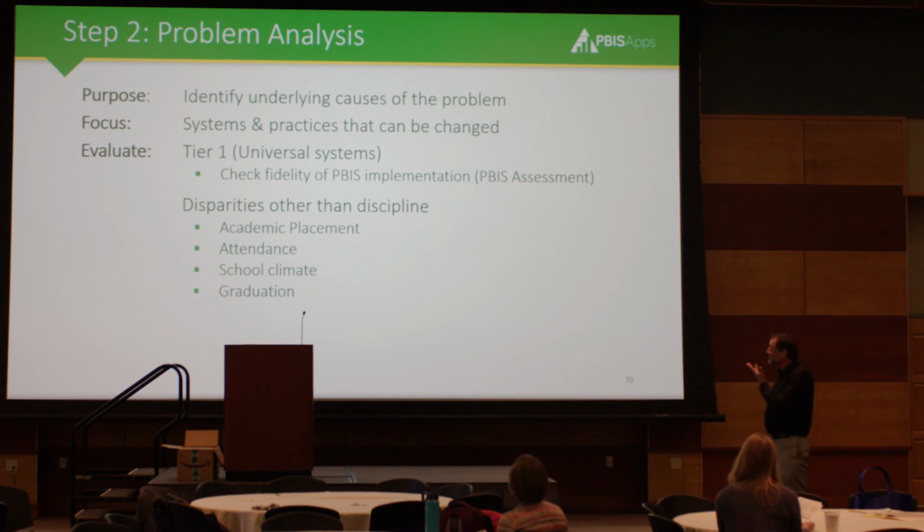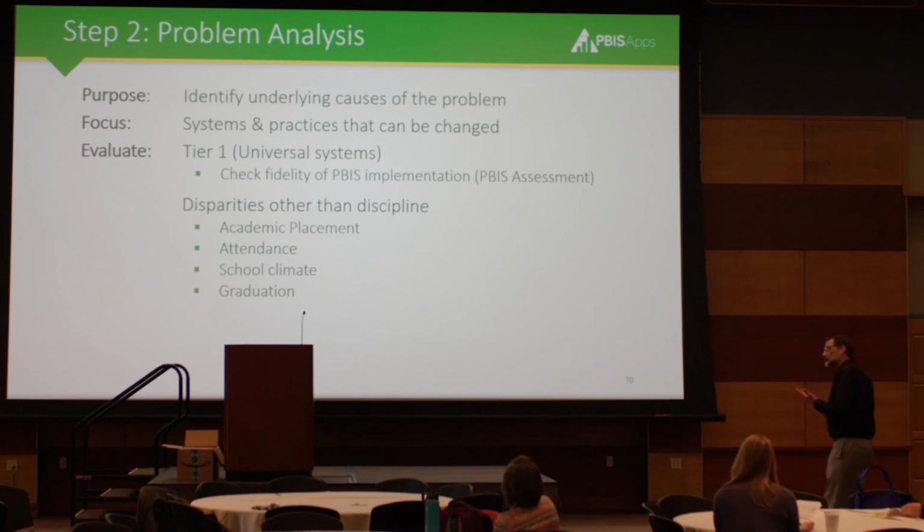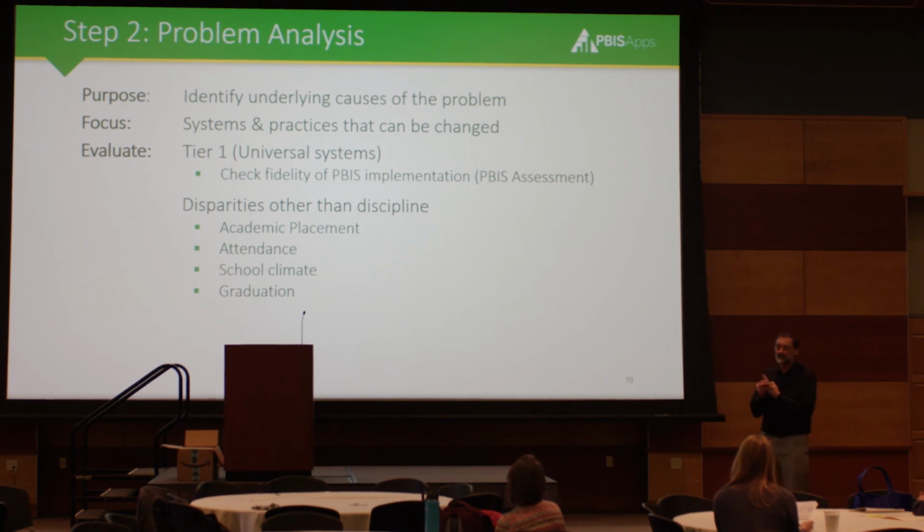We can also think about what else we have going on in our school other than just the discipline. What about our academic placement? How effective is our instruction to meet the needs of the students that are in there, no matter what level they are? What about our attendance rate? What about our school climate? What's our perception of school climate? By the way, PBIS assessment already has the student climate assessment in there. You can look at elementary students or you can look at secondary level students.